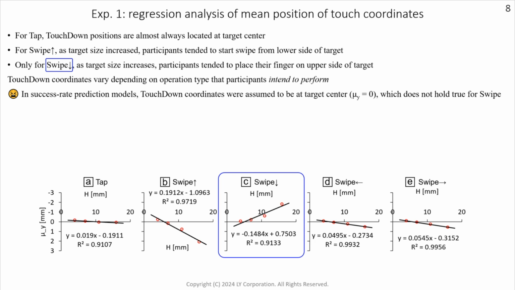The touch coordinates are affected by the swipe direction. This decreases the usefulness of tap success rate models. The reason for this is that such models assume touch coordinates to be centered on the target. But this assumption doesn't hold true. Particularly, only for downward swipes, the linear regression indicates that the touch coordinates shift upwards as the target size increases.